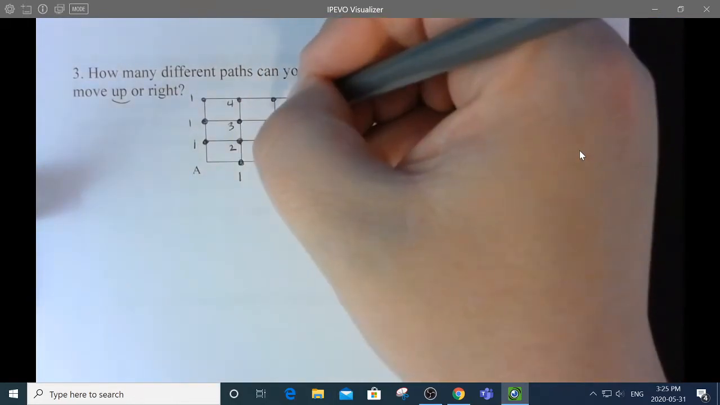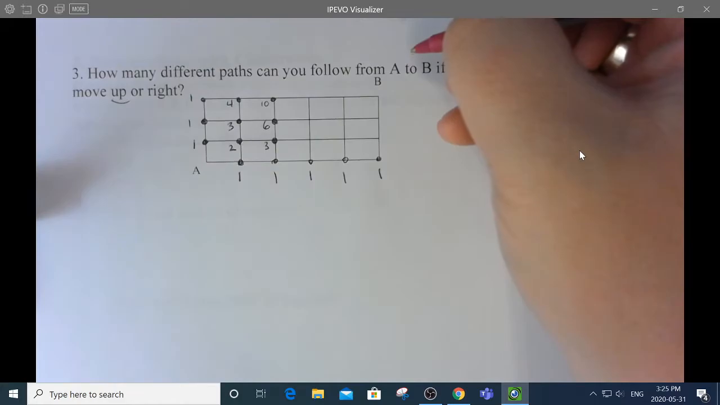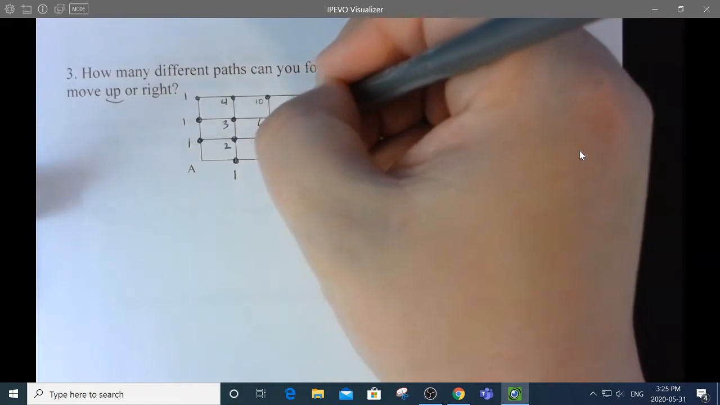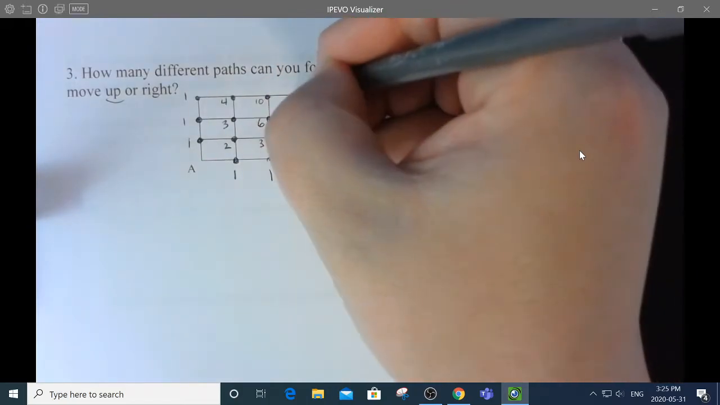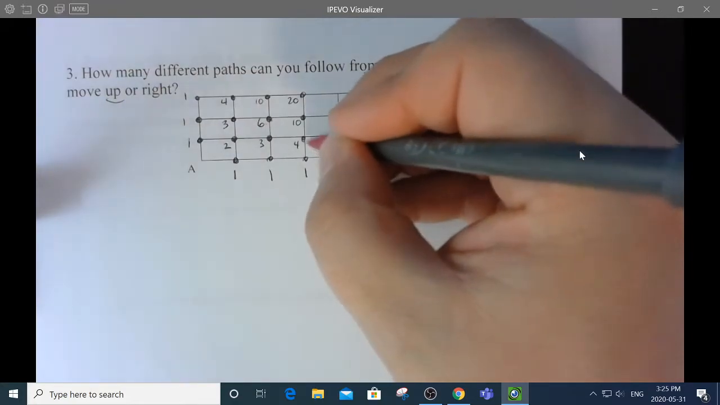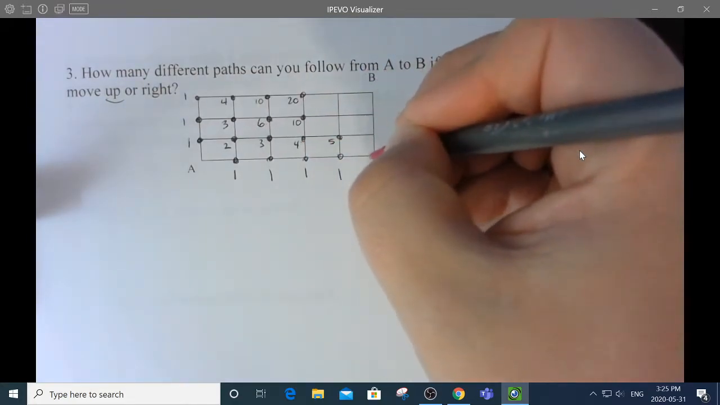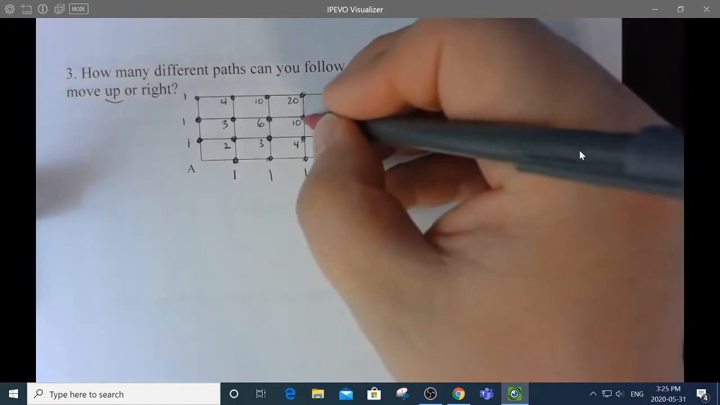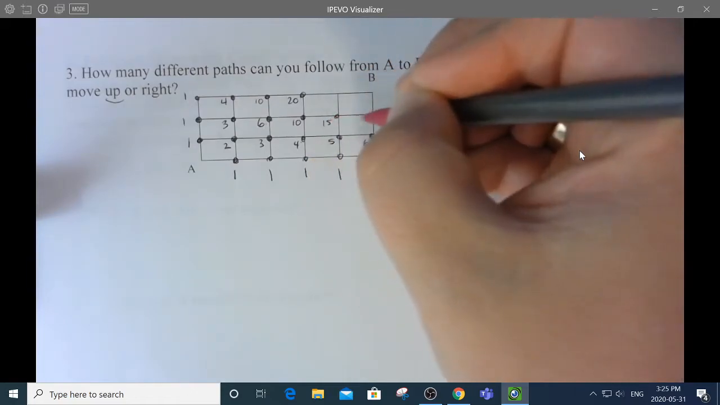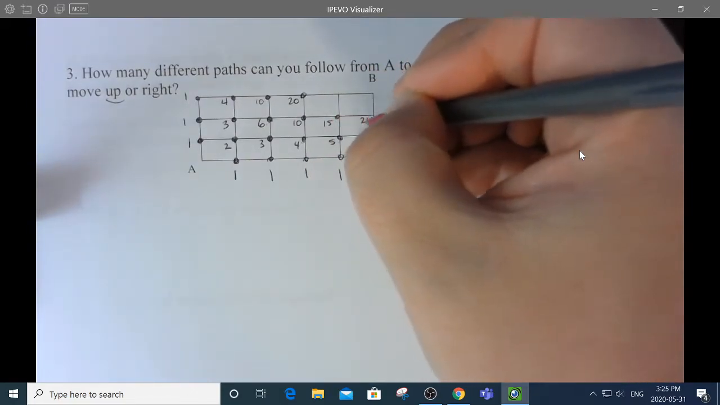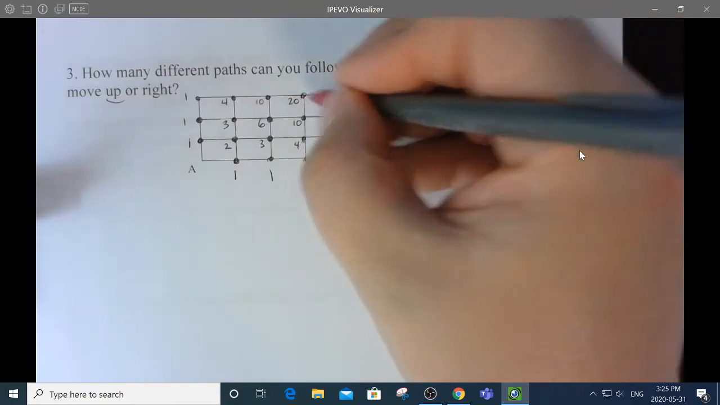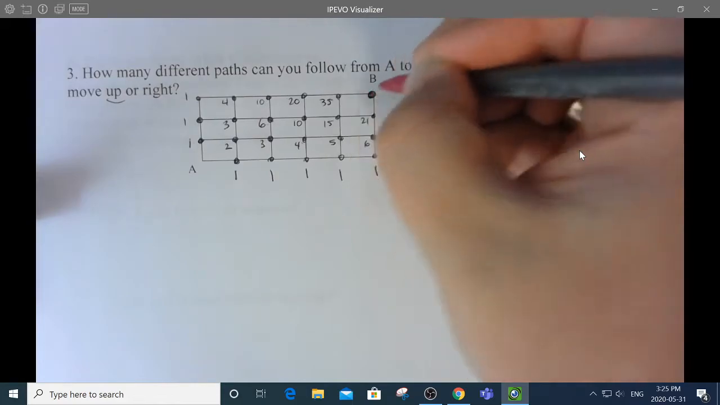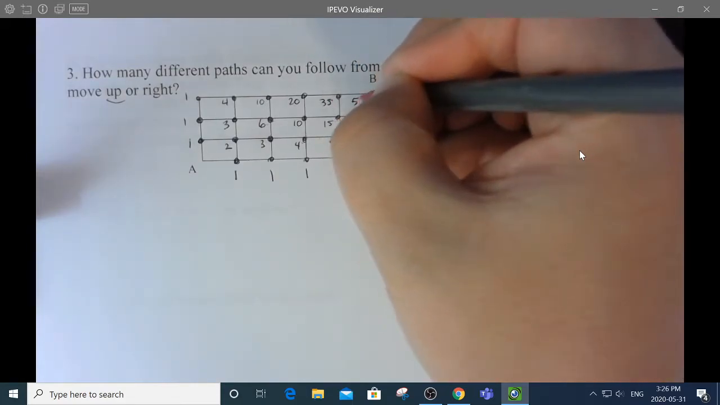So if there's 4 ways to get to here, 6 ways to get to here, there's 10 ways to get to there. If there's 3 and 1, this one's 4. 6 and 4, there's another 10. 10 and 10, that makes this one 20. 4 and 1, that makes this one 5. 5 and 1, that makes this one 6. And 10 and 5, there's 15 ways to get to this corner. 6 and 15, there's 21 ways to get to that corner. And 20 and 15 makes 35 ways to get to that corner. And now I can answer the question. To get to point B, there's 35 plus 21, which is 56 ways.